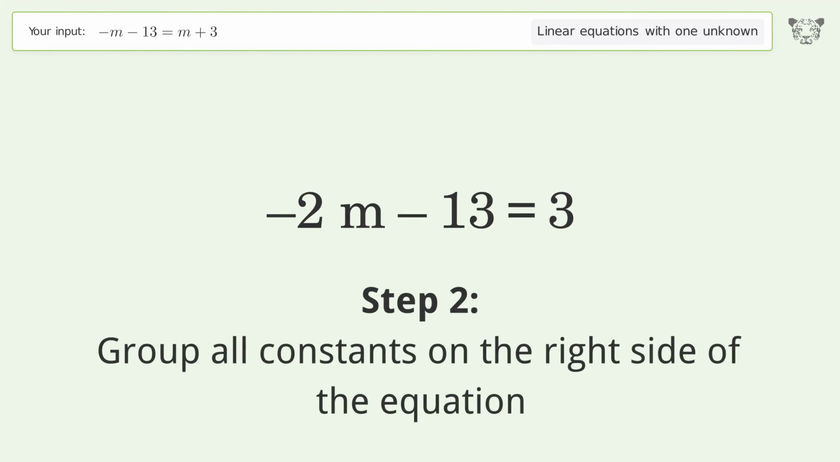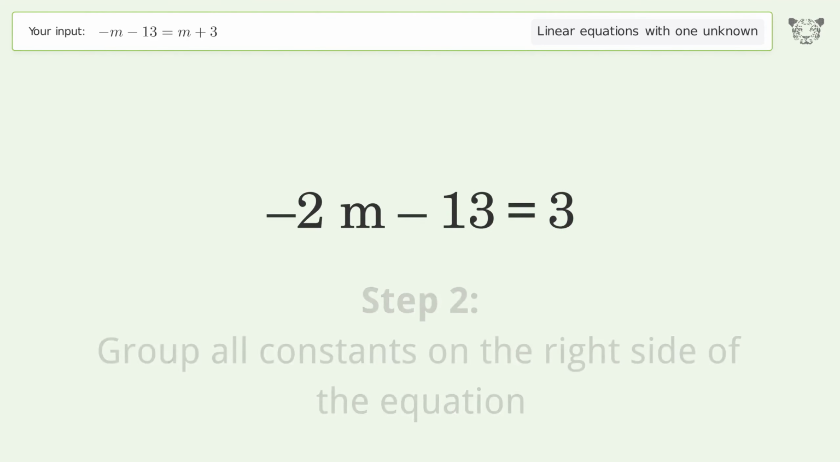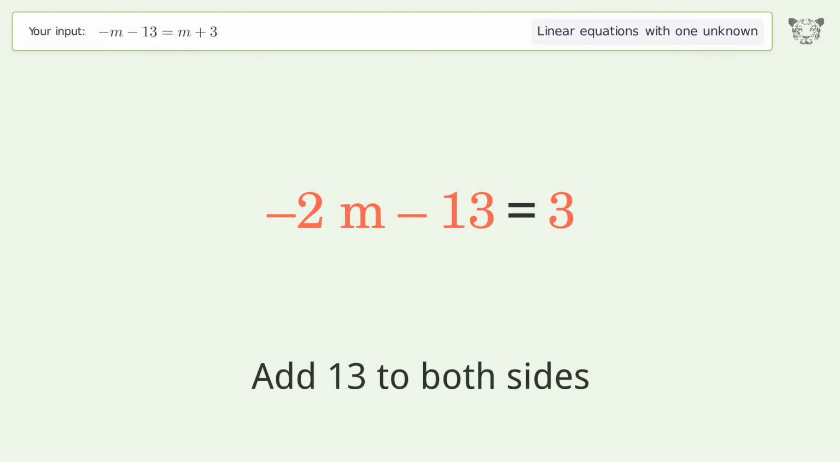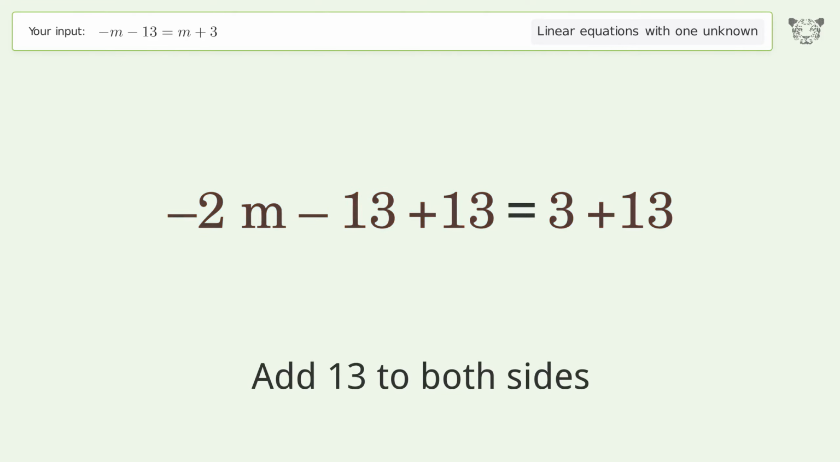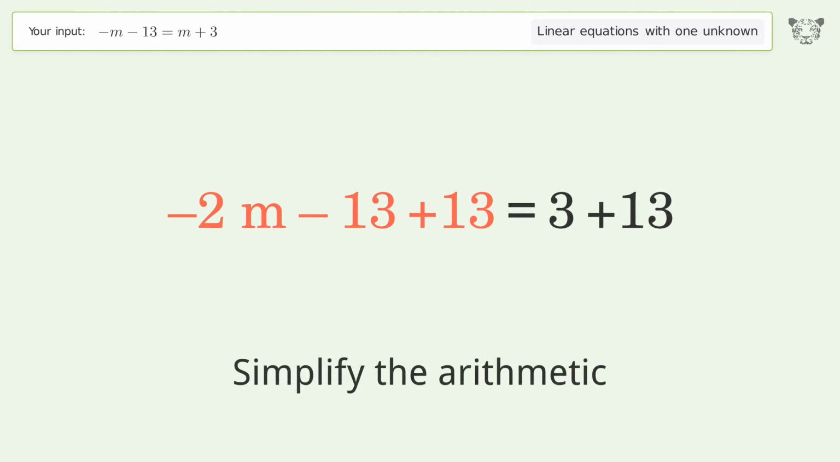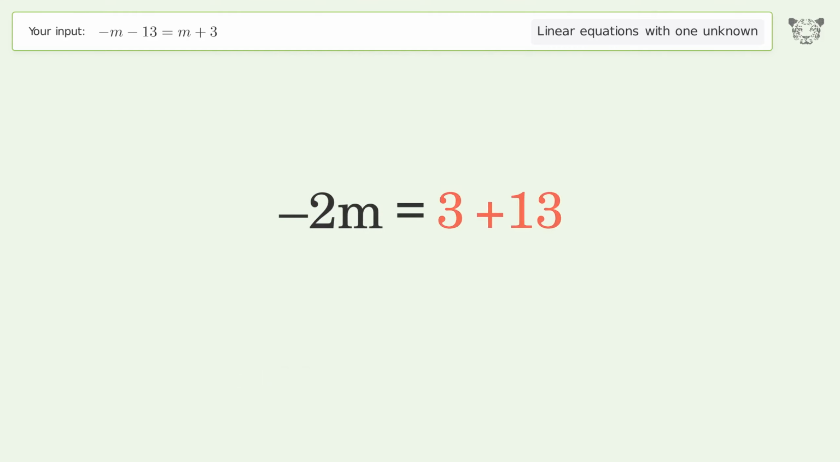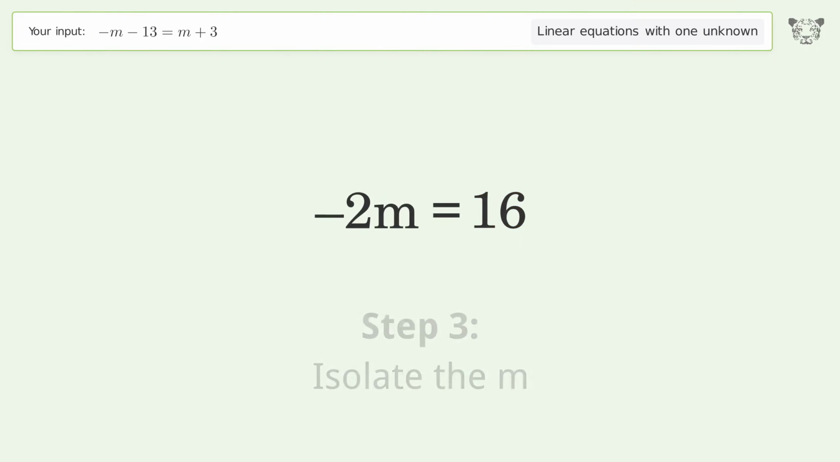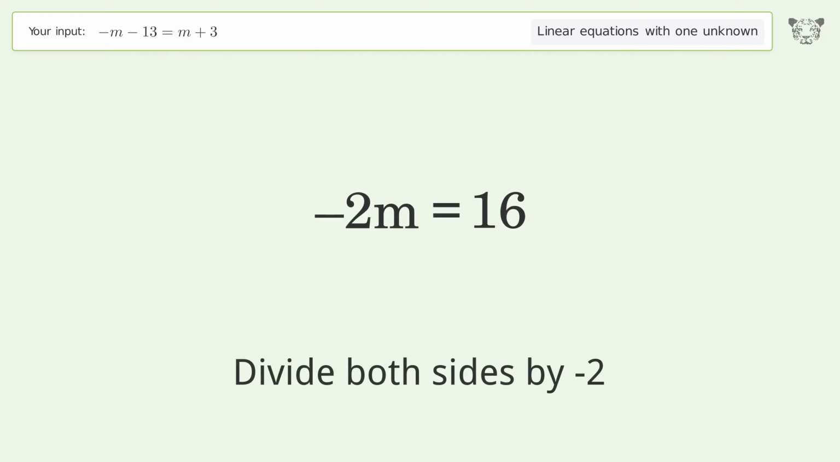Group all constants on the right side of the equation. Add 13 to both sides. Simplify the arithmetic. Isolate the m. Divide both sides by -2.